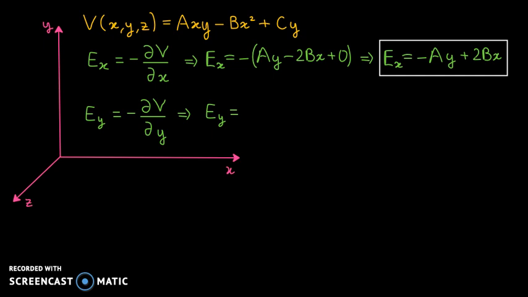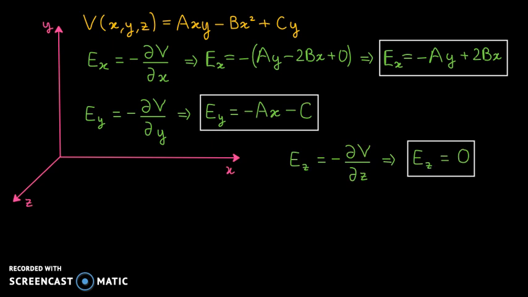And then we follow the same logic, same formula to calculate the other components of the electric field vector. The y component is the negative of the partial derivative of V, electric potential, with respect to the coordinate y. Again, the first term is axy. The partial derivative of this expression with respect to y is simply a times x. The second term, bx squared, has no y in it, so its partial derivative with respect to y is 0. And the last term, c times y, when we take the partial derivative of it with respect to y, we get capital C. So let's go ahead and write that down.